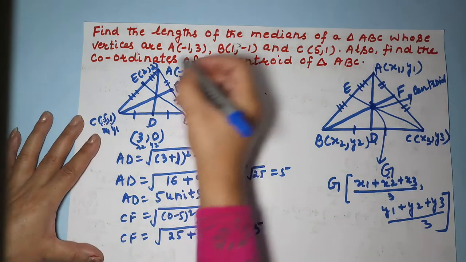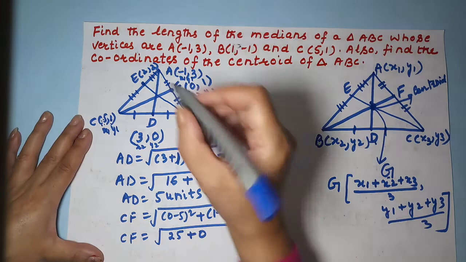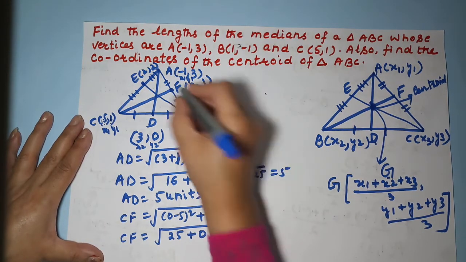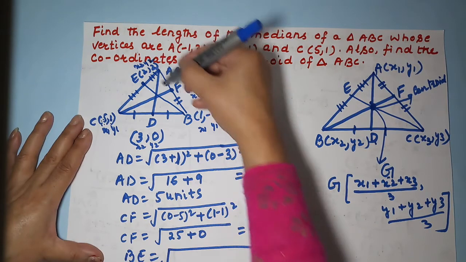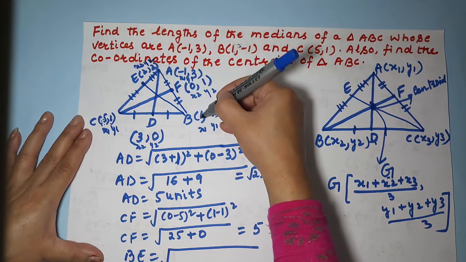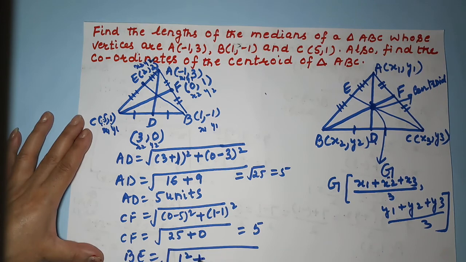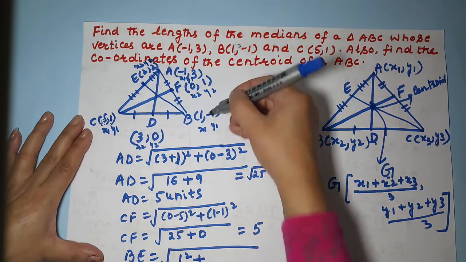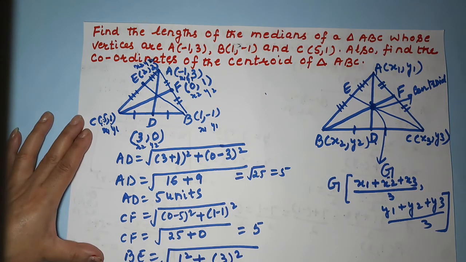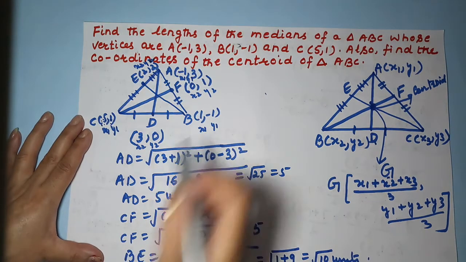CF is 5 units. Then you will find BE. This becomes x1, y1. This becomes x2, y2. So BE, if you want to find the length, x2 minus x1, 2 minus 1 is 1, so 1 square, plus y2 minus y1, so 2 plus 1 becomes 3, whole square. So this becomes 1 plus 9, which is under root of 10 units. So you have found the lengths of the medians of triangle ABC.